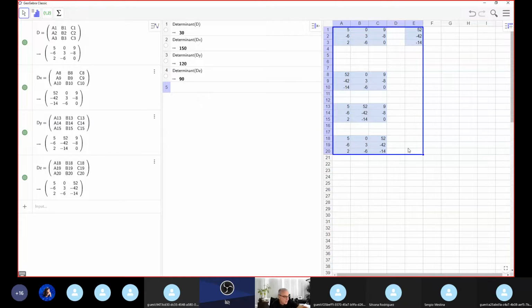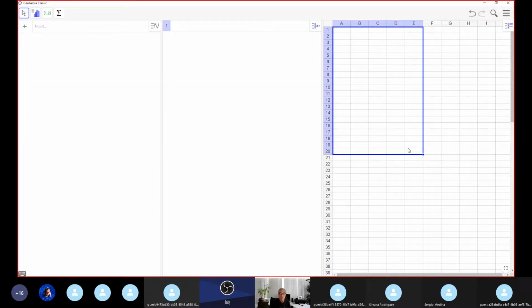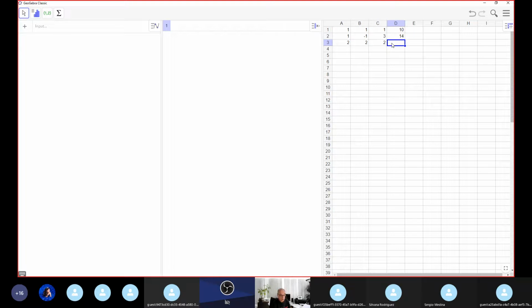Now I select everything and the previous, and clear it. New problem. I press delete on the keyboard. Boom. That's it. I copy my new matrix. The first row is 1, 1, 1, and 10. The second equation is the second row: 1, negative 1, 3, and 14. And the third row is 2, 2, 2, and 12.